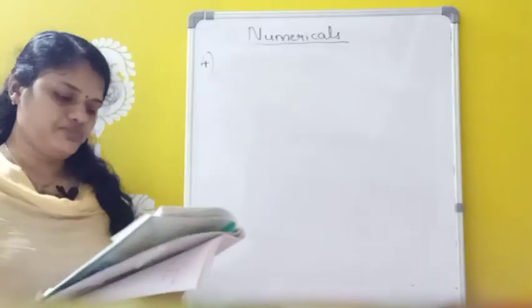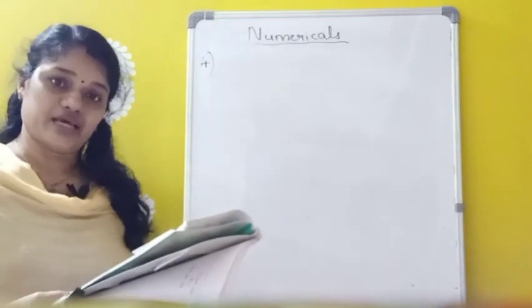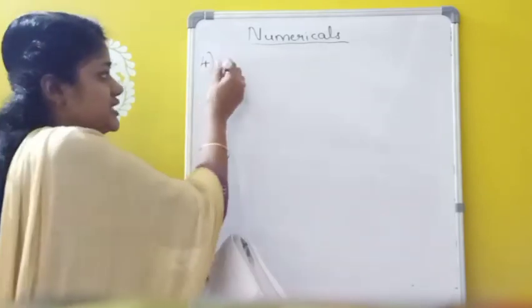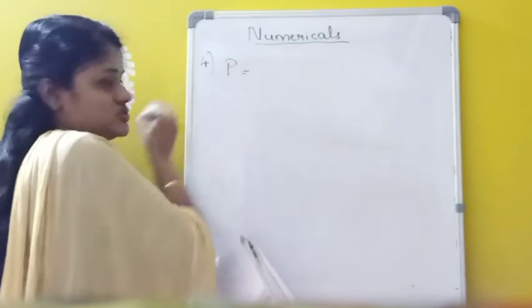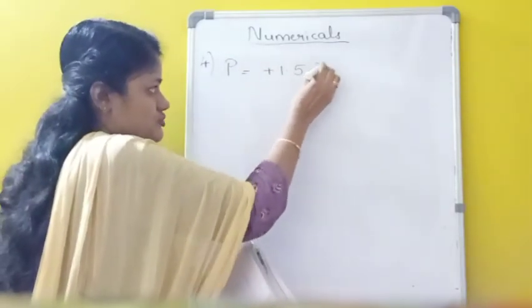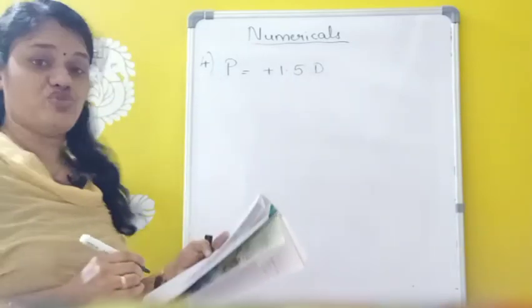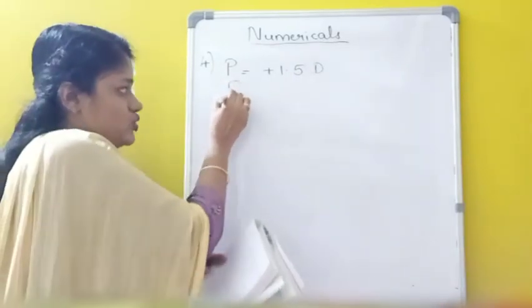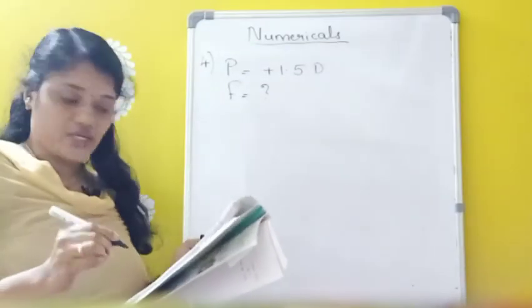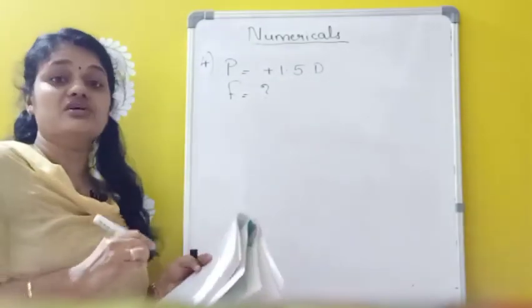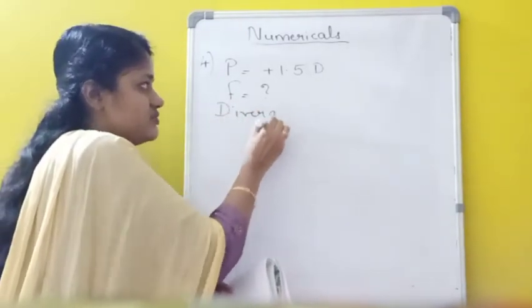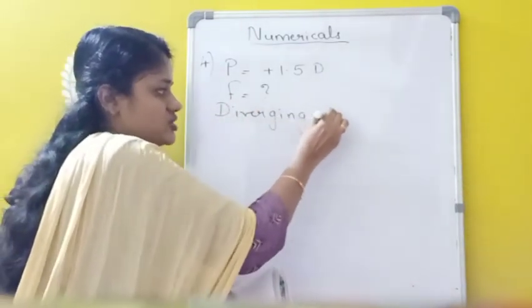Okay. Now fourth one, a doctor has prescribed a corrective lens of power plus 1.5 diopter. So the lens is having a power of plus 1.5 diopter. Find the focal length of the lens. So we have to find the focal length of the lens, and we have to find whether this lens is diverging or converging.